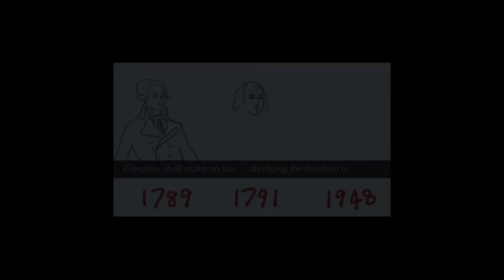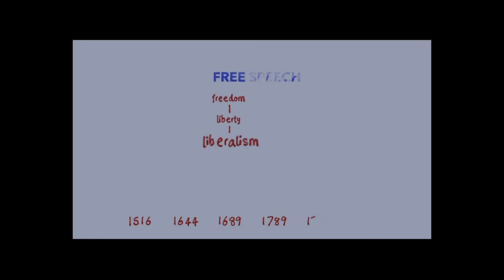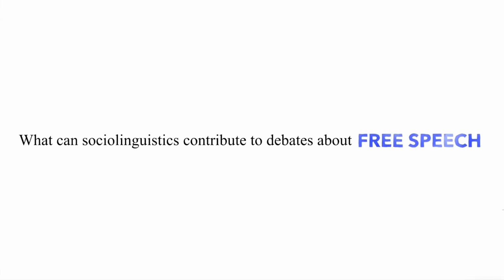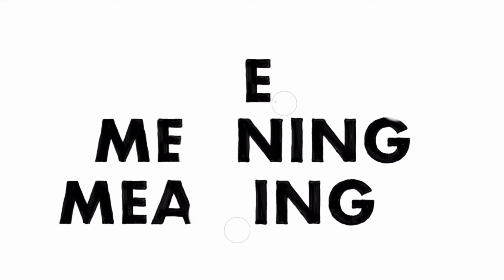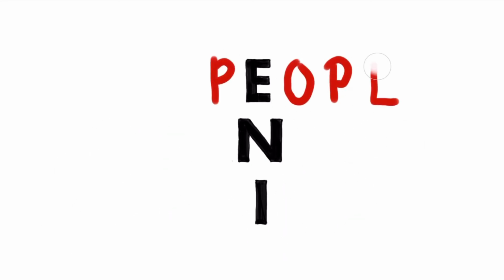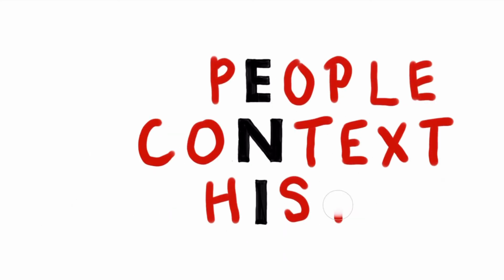Which brings us back to the original question. Isn't there anything productive to say about the speech itself in freedom of speech? There are a number of things that sociolinguistics could usefully offer for the topic of free speech. Firstly, there's the understanding of how meaning is made, that it's something created through interaction. It's a product of people, context and history.